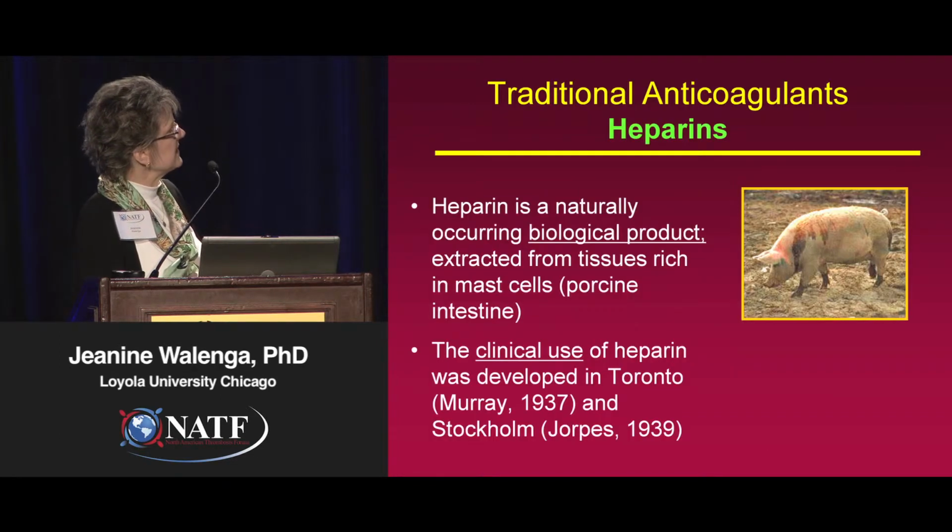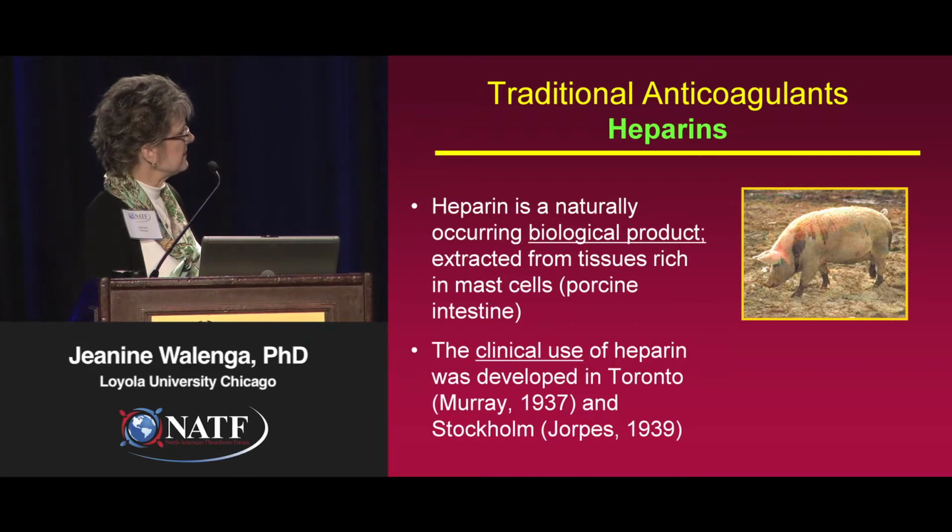If we look at heparin itself, it's actually a natural product that typically it's derived from pigs. It's a naturally occurring biological product extracted from tissues rich in mast cells. Typically, the porcine intestine is used, but as you heard from Dr. Farid this morning, sometimes bovine tissue is used as well. It is a very old drug. It was actually our first anticoagulant, developed in Toronto in 1937, 1939, Toronto and Stockholm. A lot of the work was done.